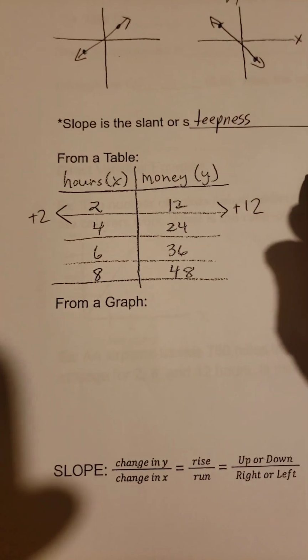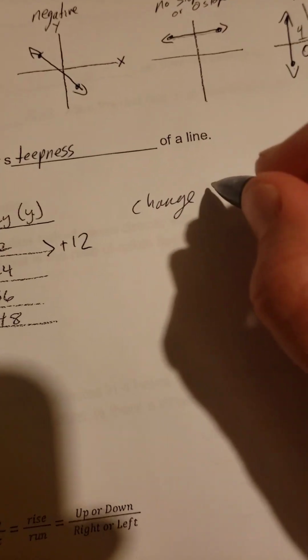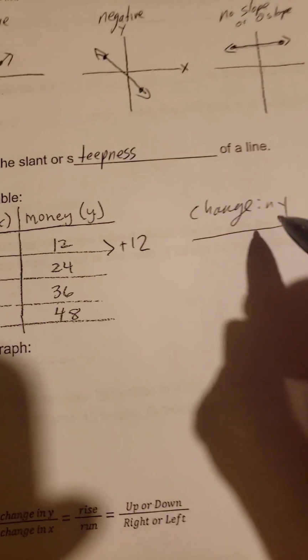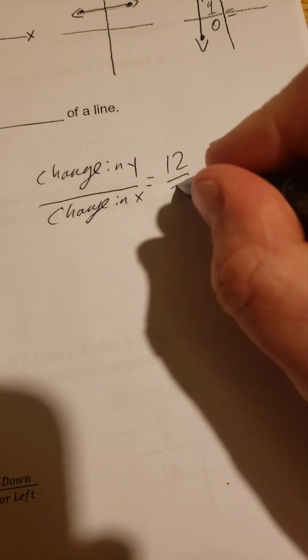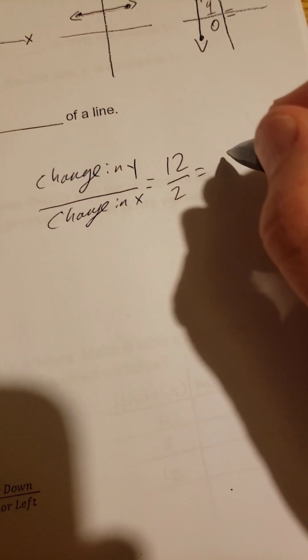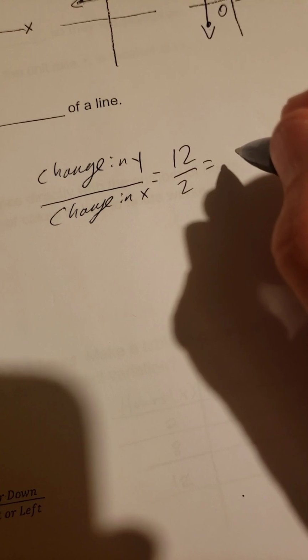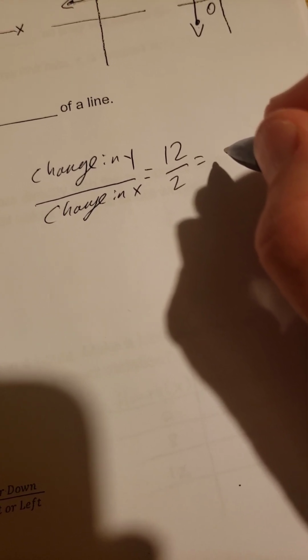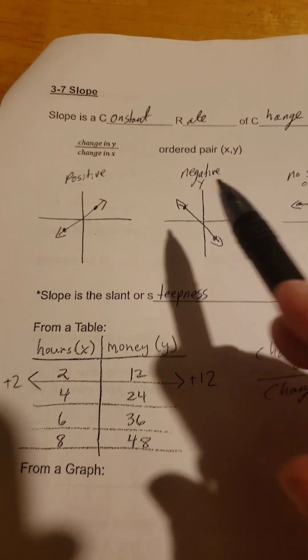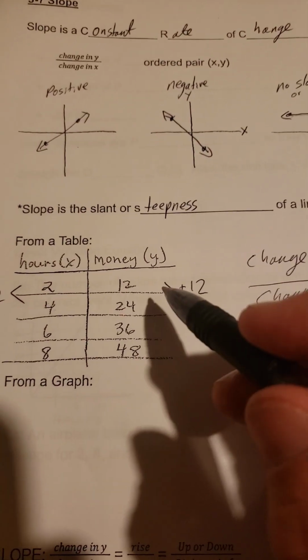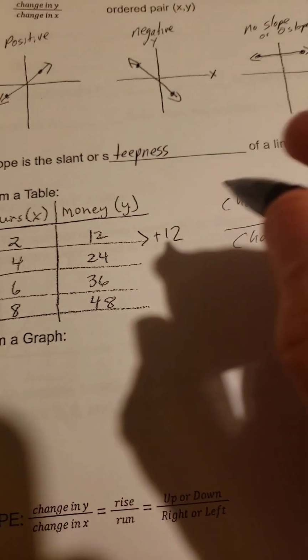So the change in y over the change in x. Remember, change in y is 12. Change in x is 2. 12 divided by 2 is 6. Now, it has to be a constant rate of change. It can't just be like 6 here and then go to 7, then to 2. It has to be 6 every time.